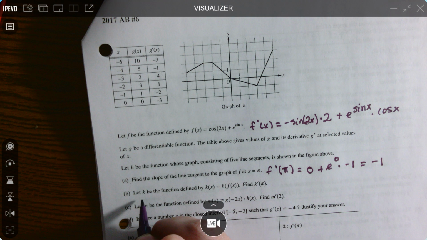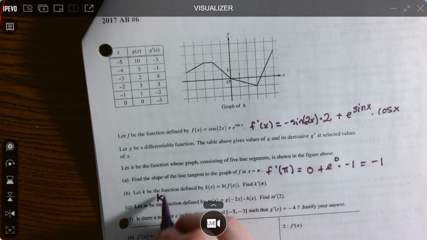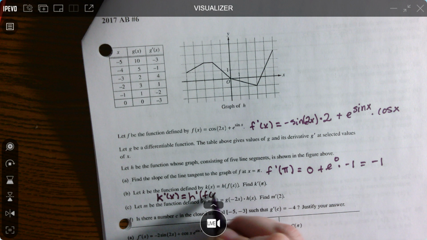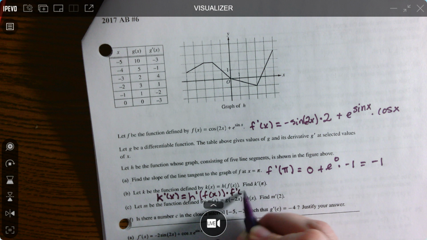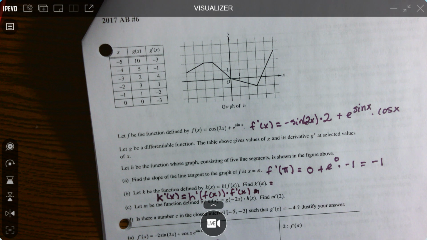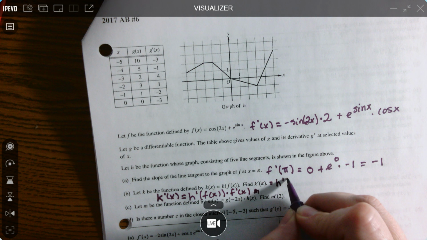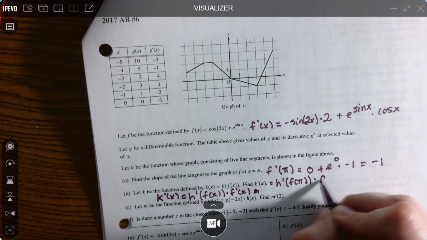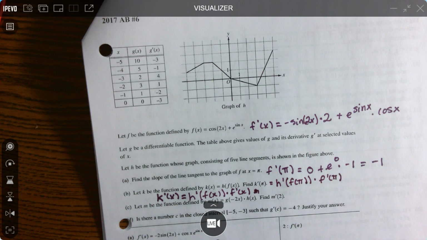On letter B, this is really a chain rule problem when I'm trying to find the derivative of k, because f lives inside of h. It's not multiply. If it was multiply, h would have its own x. So this is the derivative of the outside, leaving the inside alone, times the derivative of the inside. I'm going to put it up here. So k prime of pi is going to be h prime of f of pi times f prime of pi. Luckily, I already did f prime of pi from earlier.